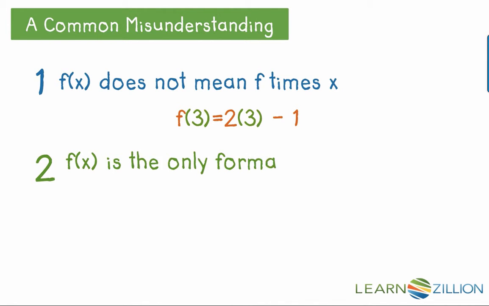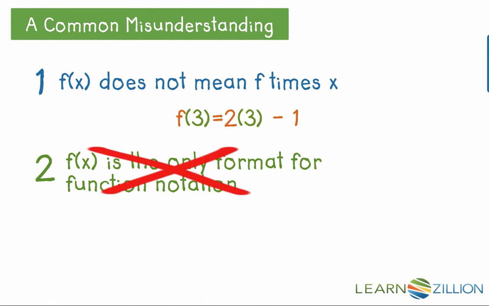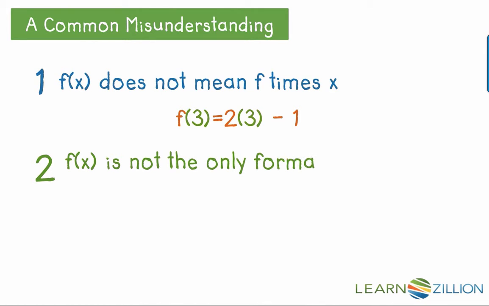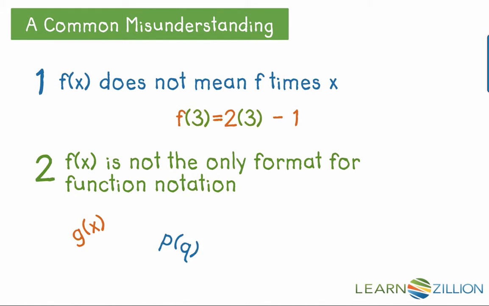The second misunderstanding is that f of x is the only way that function notation is shown. But f of x is not the only format for function notation. We can use g of x, p of q, h of g, d of t. Any combination of variables works. The first variable is defining the function or giving it a name, and the second variable in the parentheses is telling you which variable is your input value.